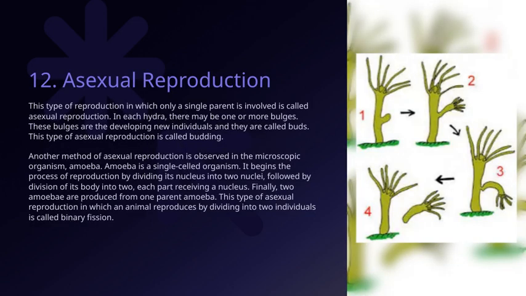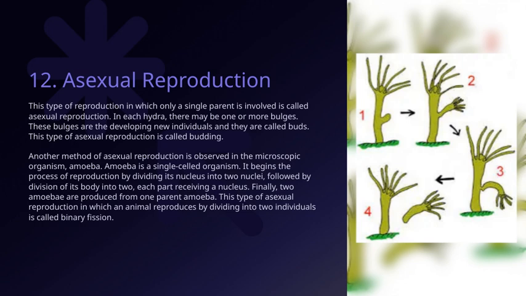Now, let's look at asexual reproduction, which involves only a single parent. In organisms like Hydra, you might notice bulges on their bodies called buds. These buds are actually developing new individuals, and this process is what we call budding. It's a simple yet effective way for Hydra to reproduce without the need for a partner.